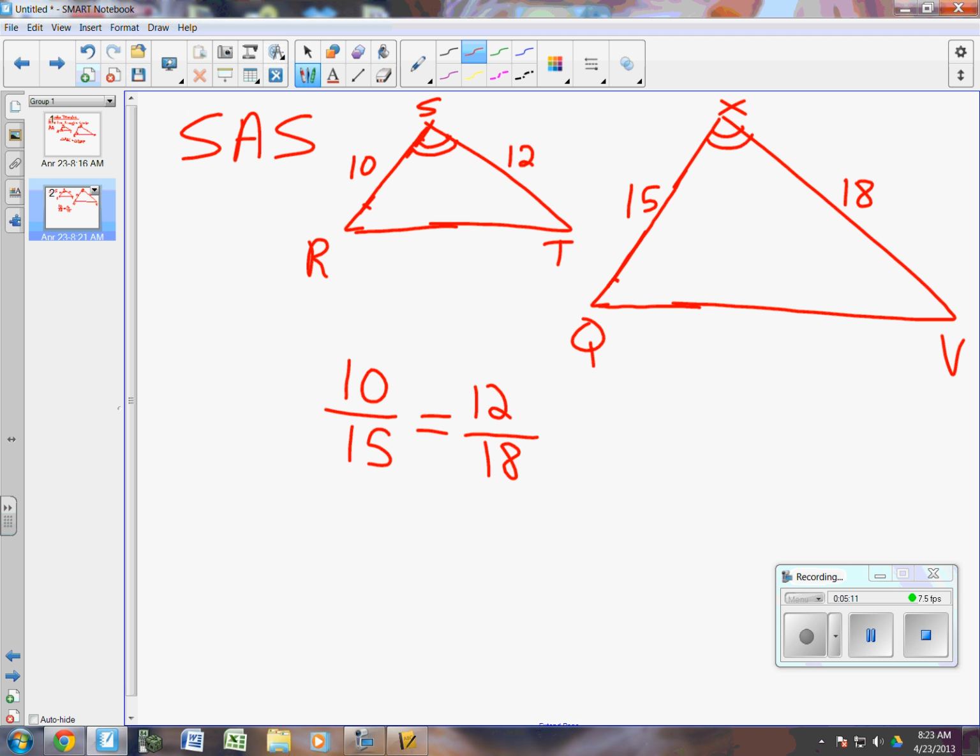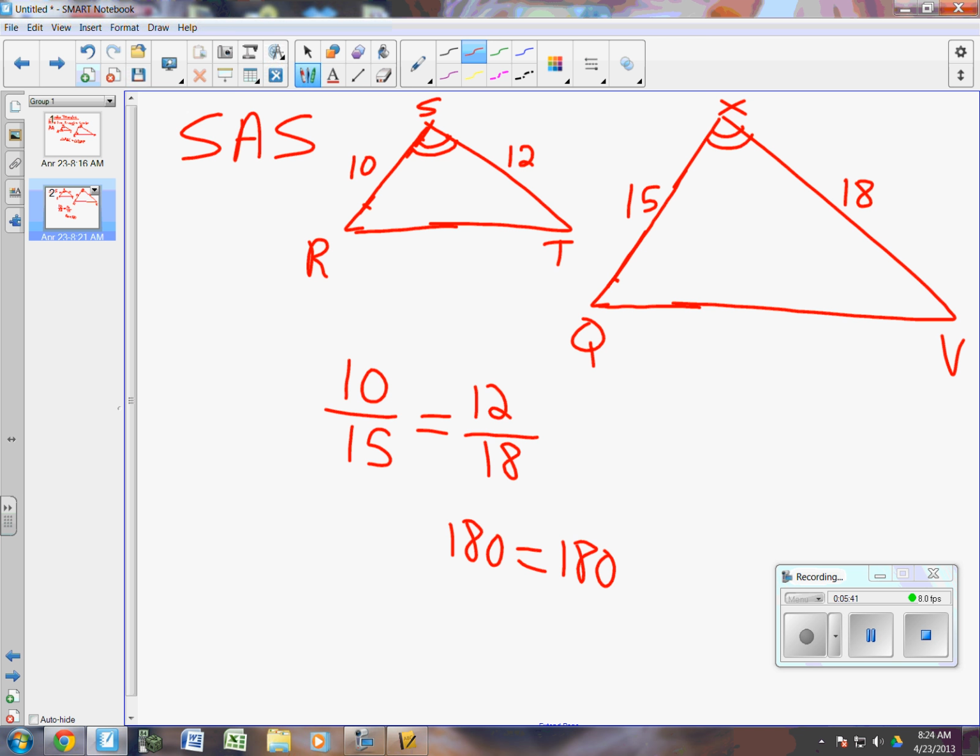Now, are those two ratios equal? Yes. How can I check? There's two ways we could check. What's one way? Cross multiply is one way. I could go like this. 10 times 18 is 180. And 12 times 15 is 180, right? Is 180 equal to 180? Yeah, so I know that those are equal.